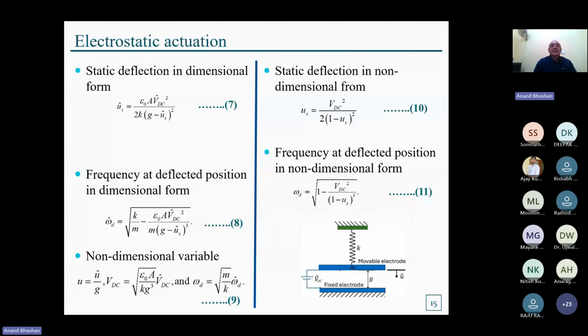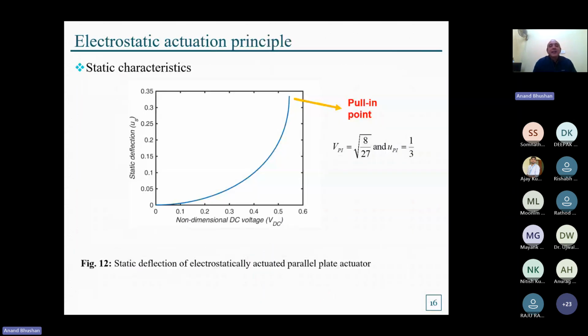Now, the static characteristics. Here we can see that we have plotted the non-dimensional DC voltage and static deflection. As we increase the DC voltage, the static deflection is continuously increasing. But the nature is not linear. It is non-linear type. Here we can see that at higher DC voltage, for a small increment of DC voltage, the static deflection increases very much.